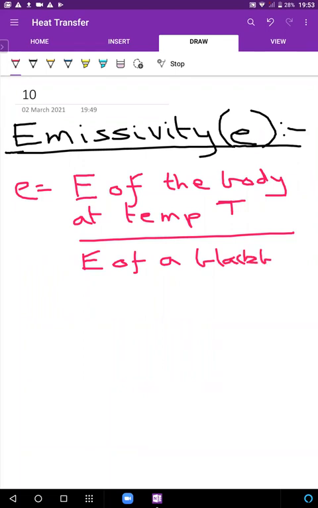By black body, I mean perfect black. Not something which is just colored black, but when we talk about black bodies in this context, we mean an ideal perfect black body. So emissive power of the body at temperature T upon emissive power of a black body at the same temperature T.